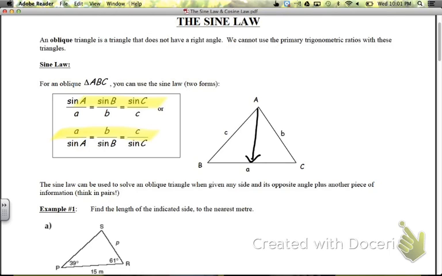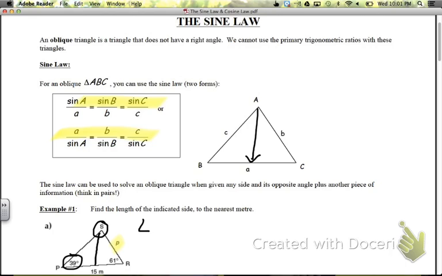So let's go ahead and look at some examples here. Example 1, we want to find the length of the indicated side to the nearest meter. So that indicated side we have is side P. Using my sine law, what I do notice is I have my corresponding angle, which is 39 degrees here. And then the other side that I have is 15 meters. The corresponding angle to that is angle S, which I don't know what the degree measurement of that angle is.